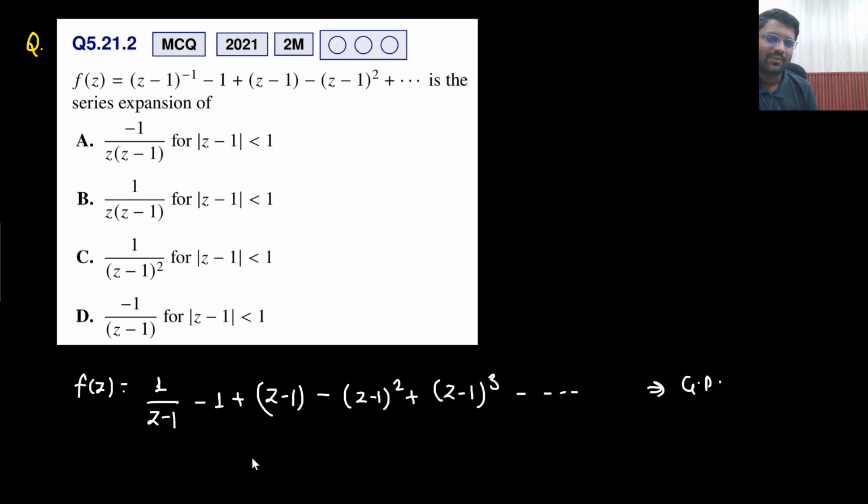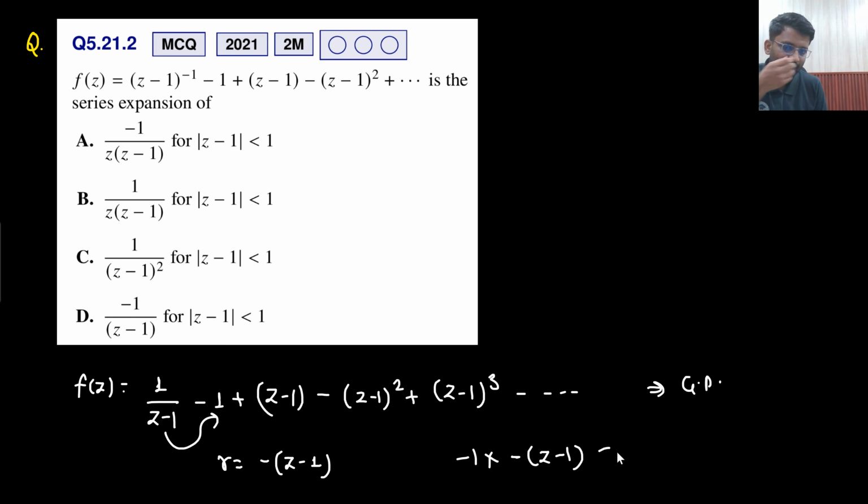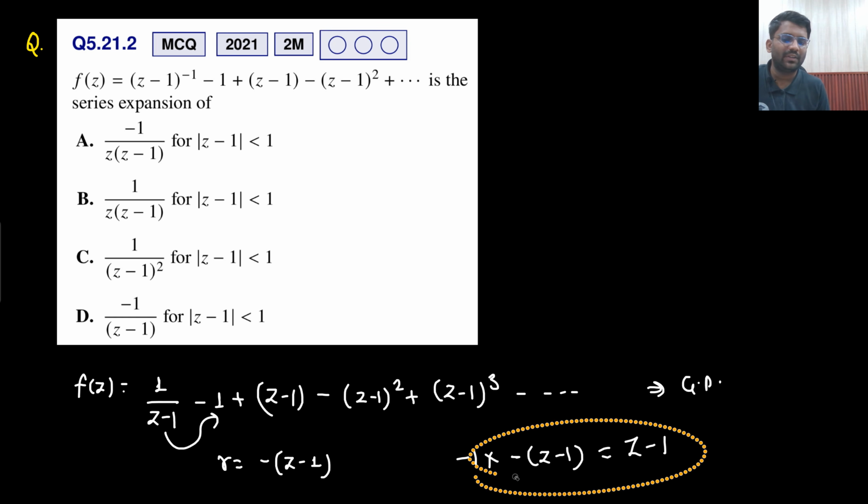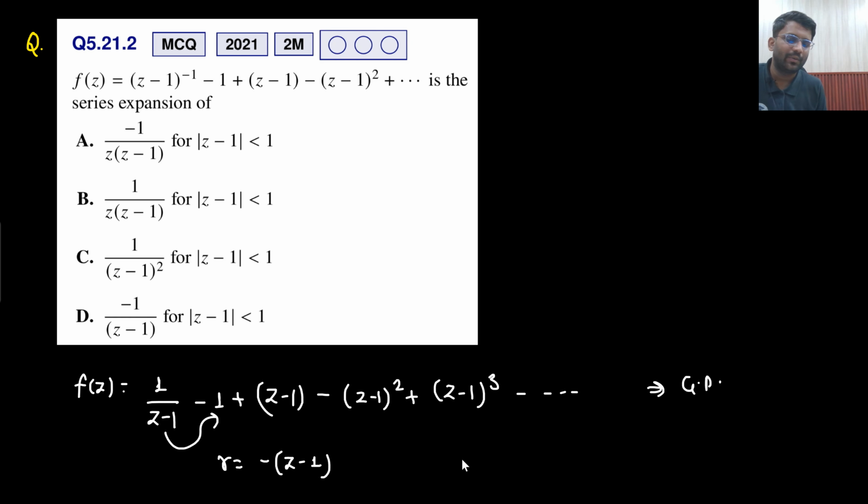Say yes or no? It is a GP with the common factor of minus z minus 1. Just notice it: multiply z minus 1 here by minus z minus 1, what will you get? Minus 1. Then minus 1 multiplied by minus of z minus 1, what will you get? Z minus 1. Then again multiply with minus of z minus 1, you will get z minus 1 whole square. So isn't it a GP with the common factor of z minus 1? So what will be your answer?